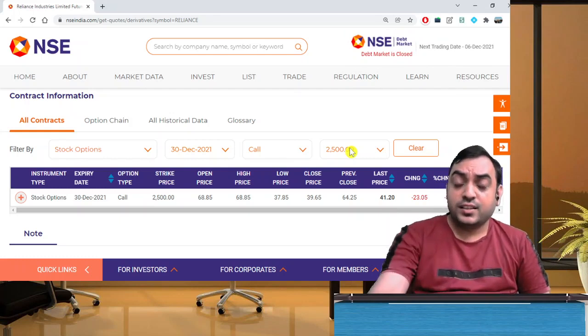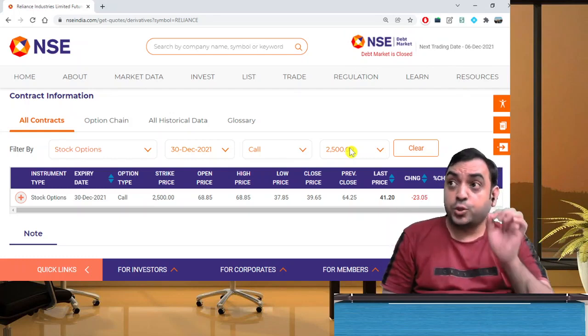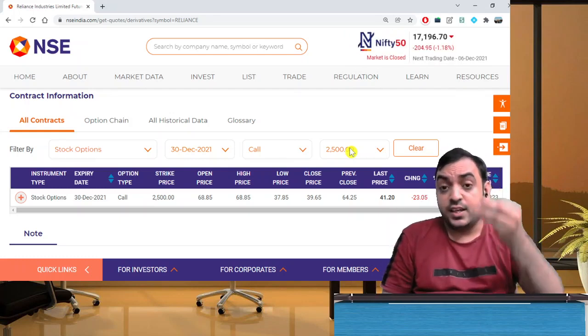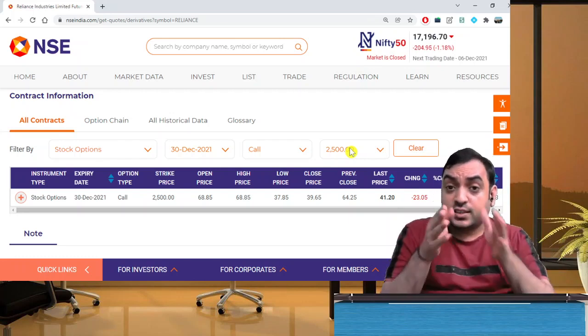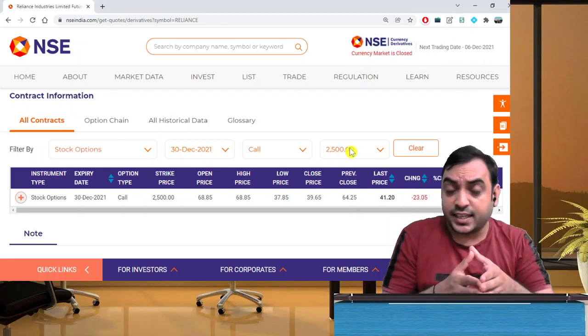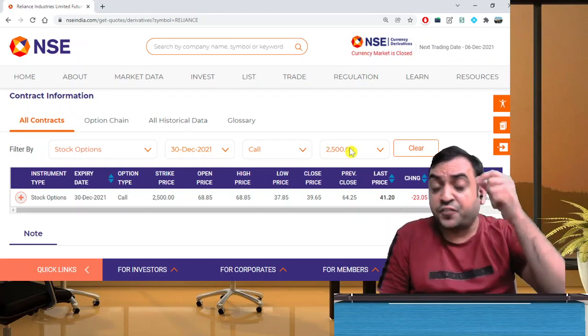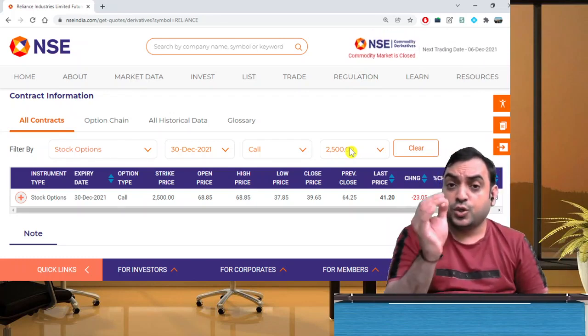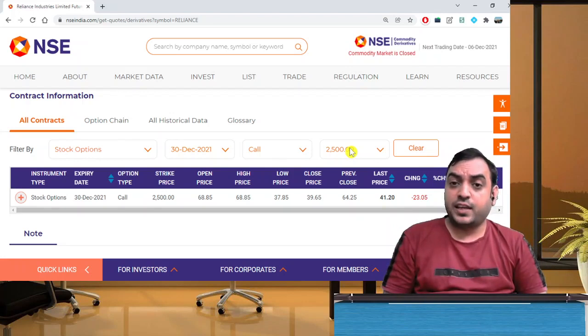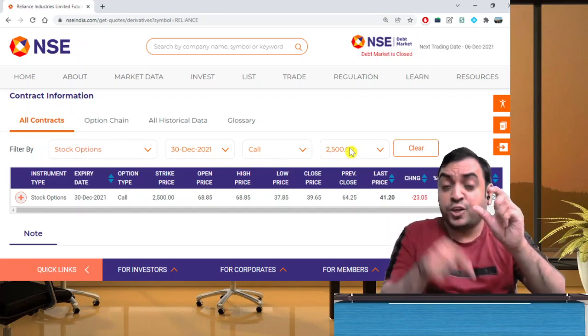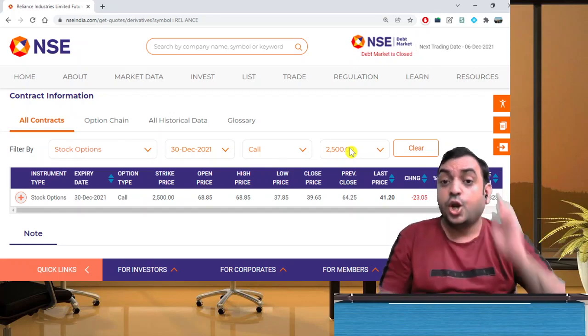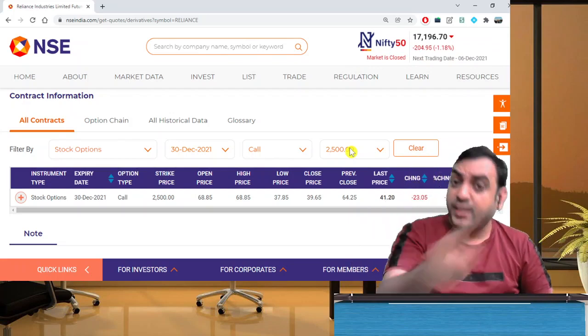Now, this 2,500: suppose on expiry, the market price becomes 2,600. Now, this contract will definitely be exercised because of the cheaper price. What is the differential amount? 2,600 is the market price, 2,500 is the strike price. So the benefit is 100 rupees, right? The benefit of this contract is 100 rupees. On expiry, that will be the intrinsic value.